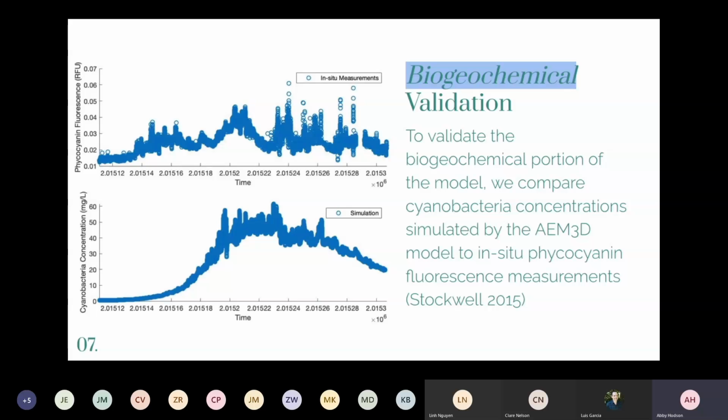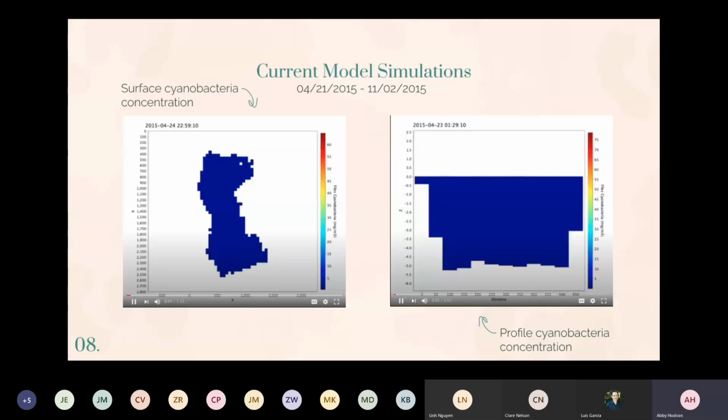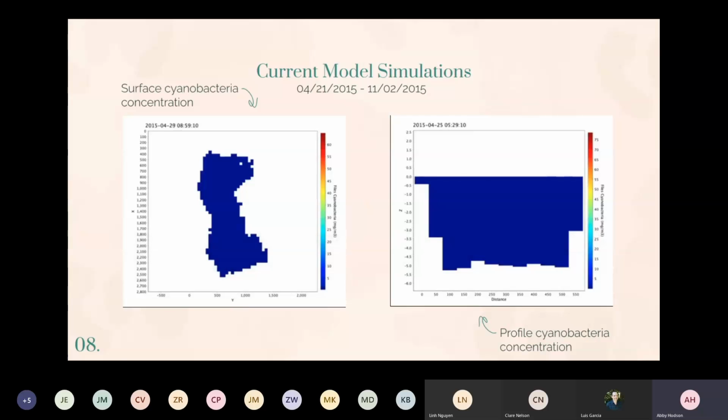But we need to look at more biogeochemical variables that we can actually perform statistical analyses on before we can fully trust the results of this model. So with that in mind, we can start looking at some of the simulations. The movie on your left is a simulation of cyanobacteria on the surface of Shelburne Pond, and the movie on your right is a profile view of that same pond.